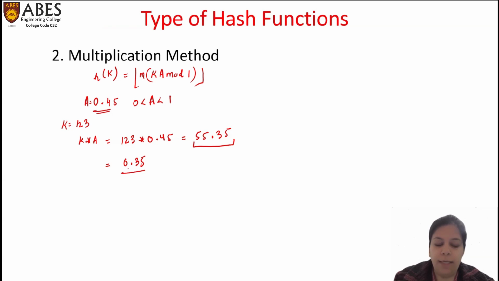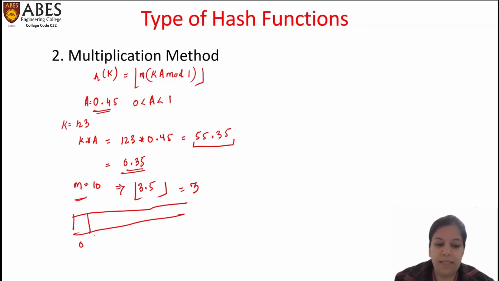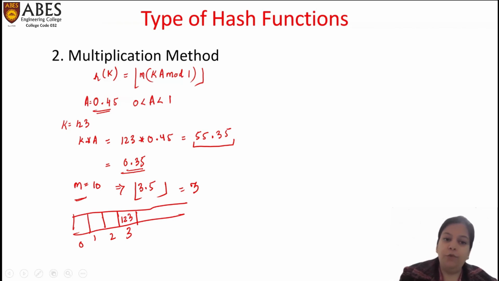Afterwards, we have to multiply this with the table size. Now, suppose the table size is 10. If the value of m is 10, we are going to multiply this 0.35 with 10, and here we will get 3.5, and then we are going to floor this value. So we will get 3. In this case, 123 will be mapped in a hash table of size 10, which will have the blocks from 0 to 9. This will be mapped at the third index. So this is how we compute the hash value for any key using the multiplication method.